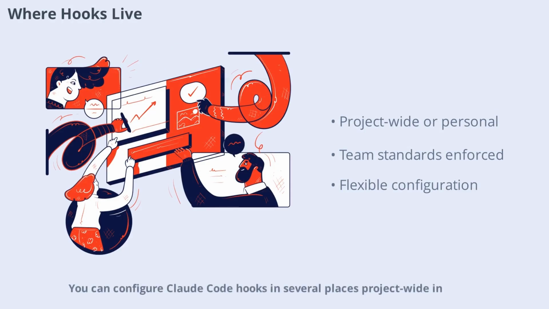You can configure Claude Code Hooks in several places. Project-wide in /.claude/settings.json for shared team standards, in .claude/settings.local.json for personal project preferences, or globally in ~/.claude/settings.json for all your projects. Project settings override user settings, allowing teams to enforce non-negotiables while individuals keep their own optimization. This flexibility makes hooks easy to scale across teams and workflow.